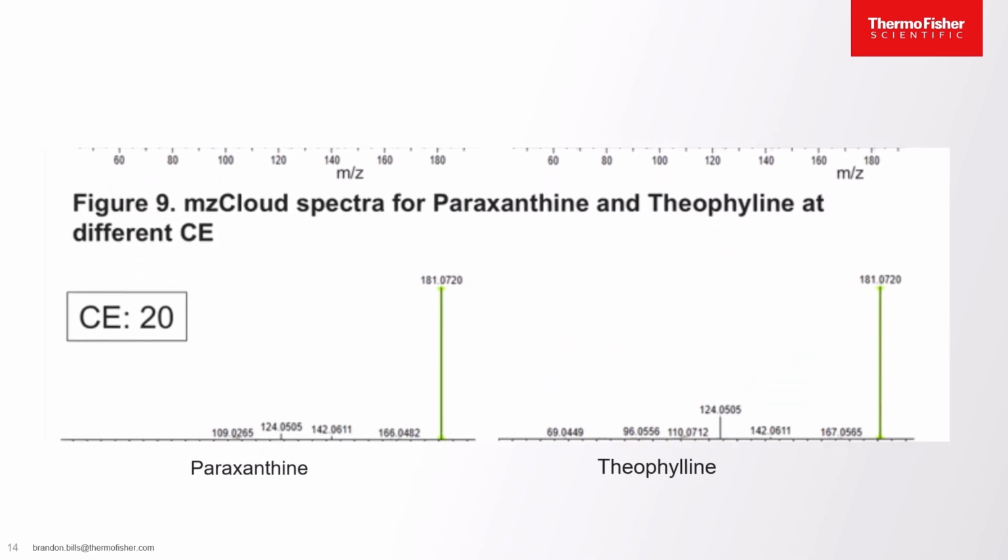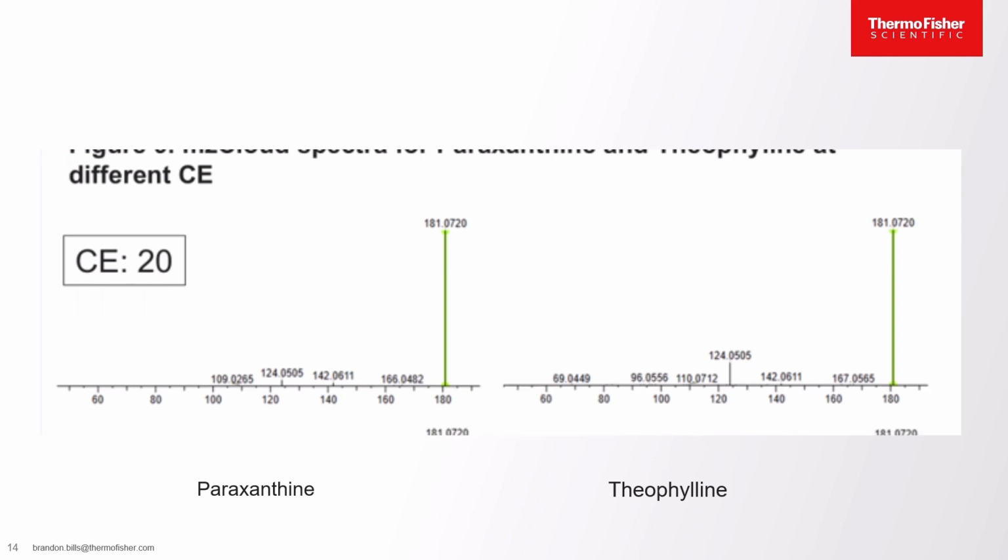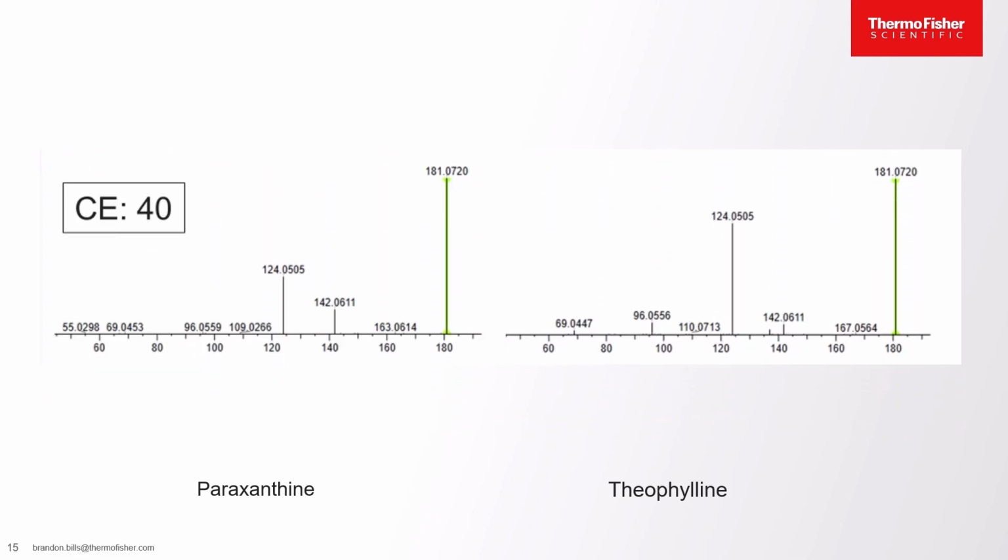Now, if we use the ion trap to collect multiple collision energies, we can get a bit more information about how the breakdown happens as you add more energy. For example, we start at the bottom at 20 collision energy. Here we can see they're very similar. As we go up to collision energy 40, we see a much higher increase in the 124 fragment for theophylline than paraxanthine.